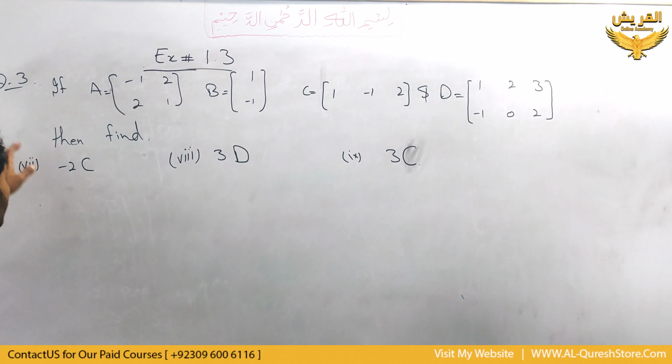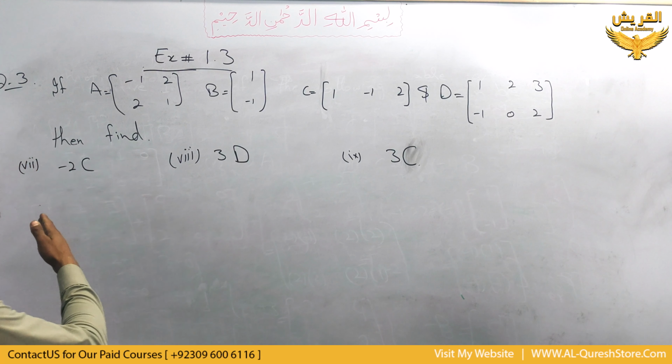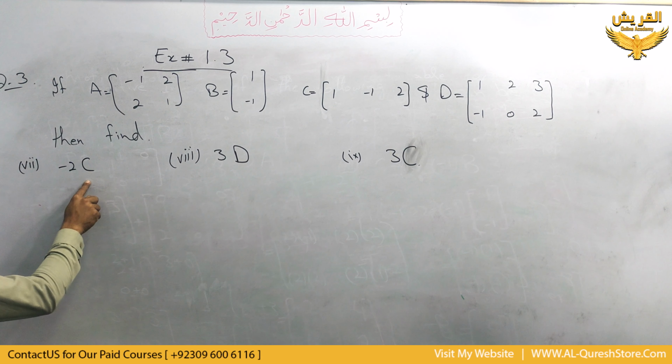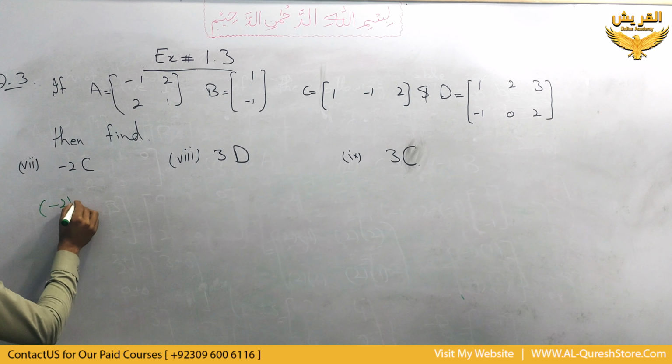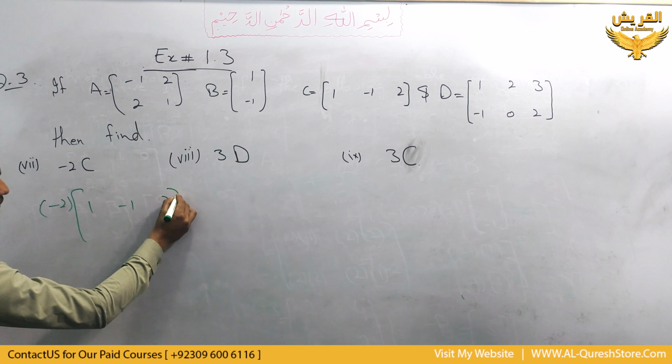Assalamualaikum students, we are going to start 7th, 8th and 9th part of question number 3 of exercise 1.3. In 7th part we multiply minus 2, a scalar number, with a matrix C, as minus 2 is a number and C is a matrix having entries 1, minus 1 and 2.